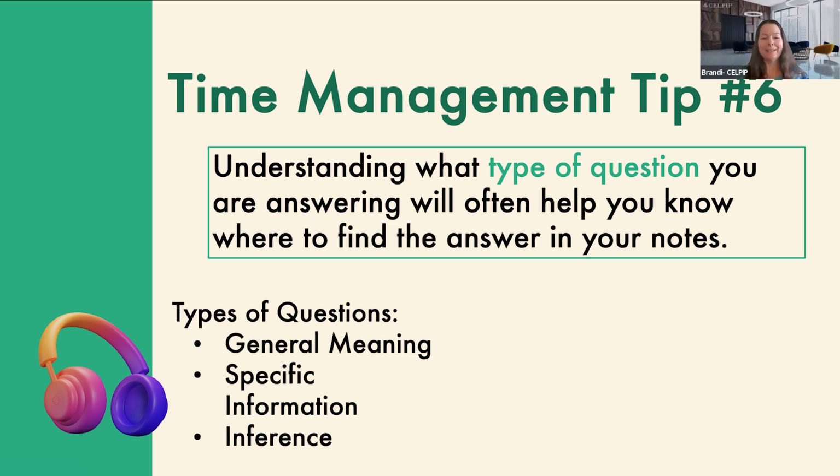So of the CELPIP questions, there are 3 types. They're either going to be general meaning questions, and these are questions that ask you about these kind of big, broad ideas that want just the gist. They're not looking for specifics. The second type of information is specific information. So these are going to focus your attention down on one particular detail, like a who or a what type detail.